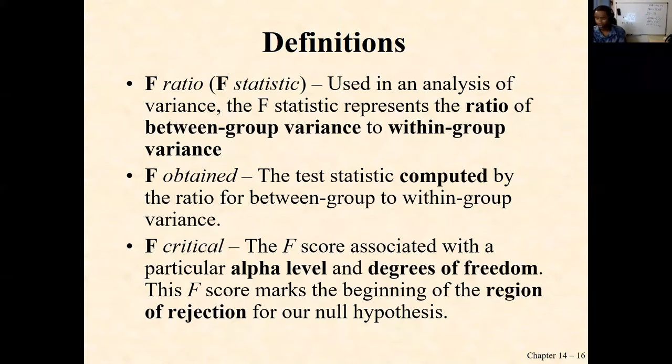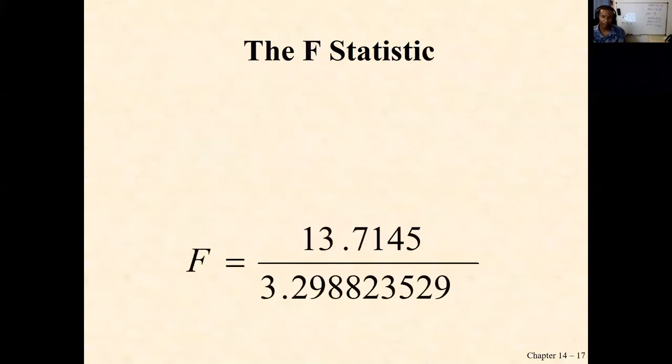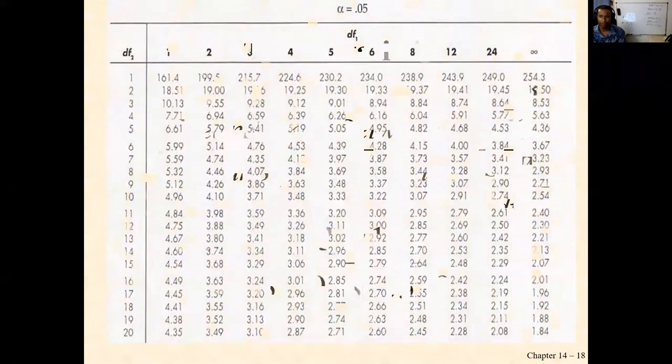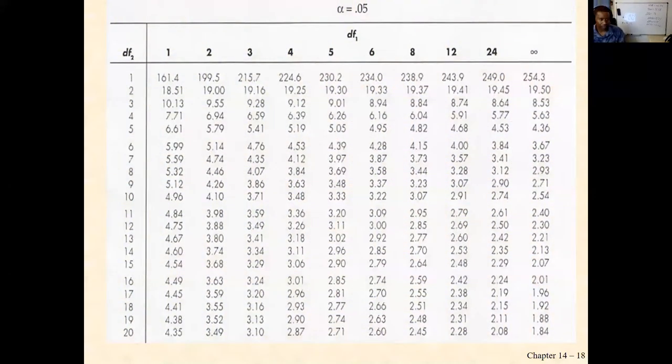Okay. Now, we already calculated this. How do we go about finding our F critical? Okay, so now you want to open up to page, I think it might be 381. Page 381 in the current edition, maybe 382. Okay, yeah, so page 381. It's the Appendix E, distribution of the F. So you're going to see something that looks like this.